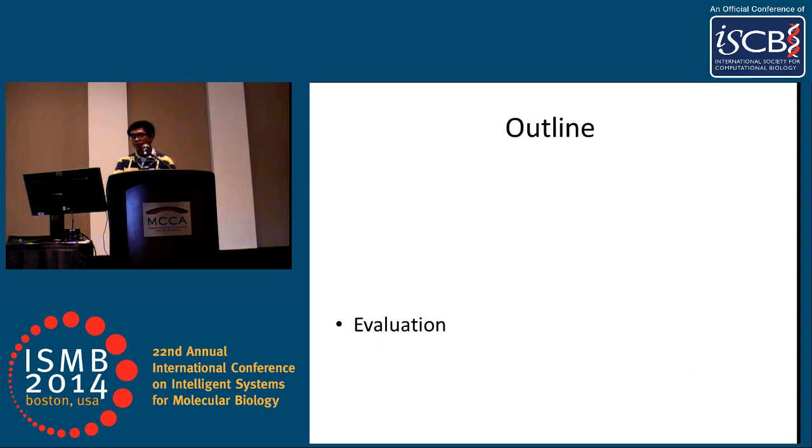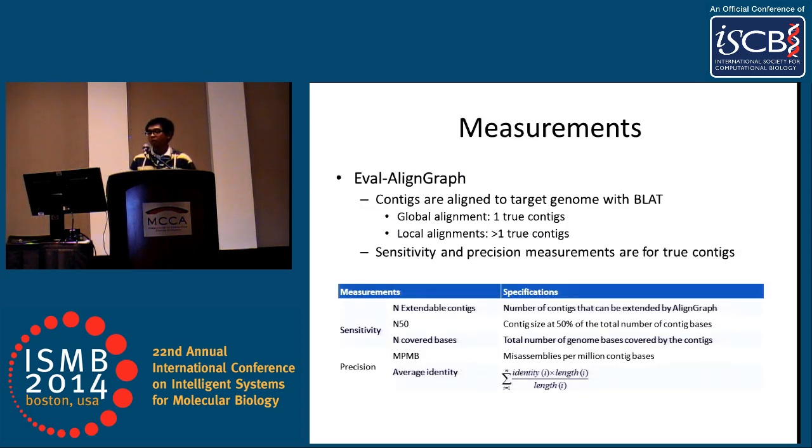So let's see some evaluation results. Actually, there is an evaluation software distributed with the AlignGraph software called EVO AlignGraph. The idea is to align the contigs to the target genome with BLAST. So the target genome is the ground truth, as I talked about in the introduction part. If a contig can be aligned with a global alignment, then it is a true contig.